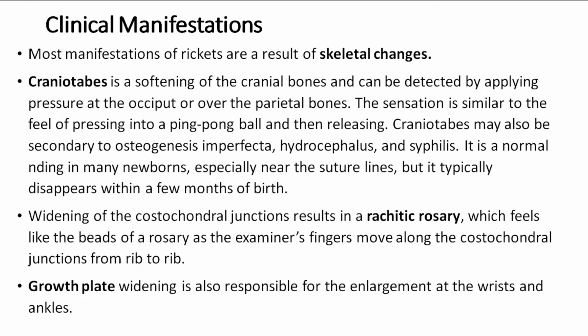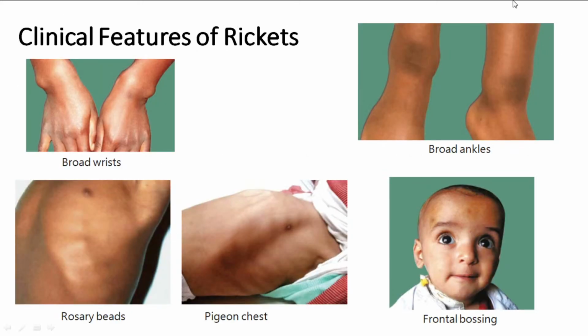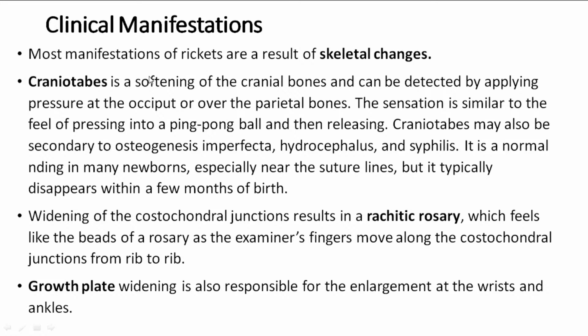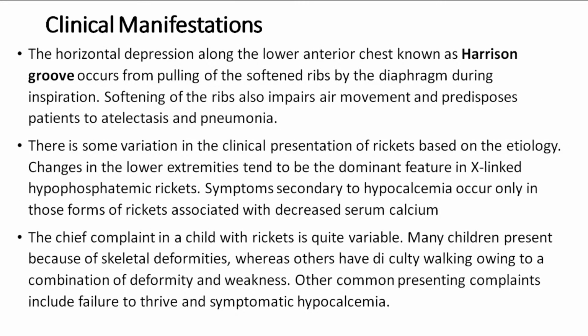Growth plate widening is also responsible for the enlargement at the wrists and ankles. Look at them, wrists and ankles: it's the result of growth plate widening. The horizontal depression along the lower anterior chest, known as Harrison groove, occurs from pulling of the softened ribs by the diaphragm during inspiration.